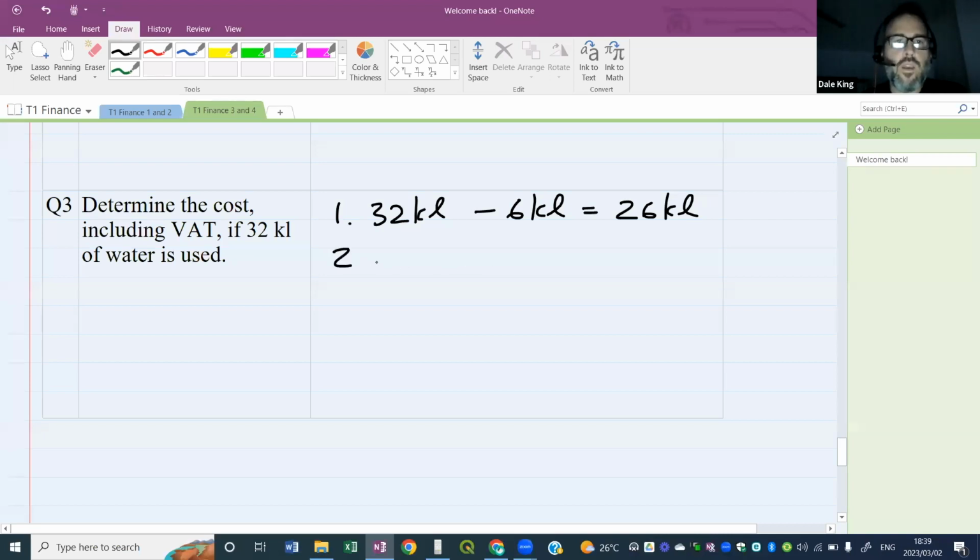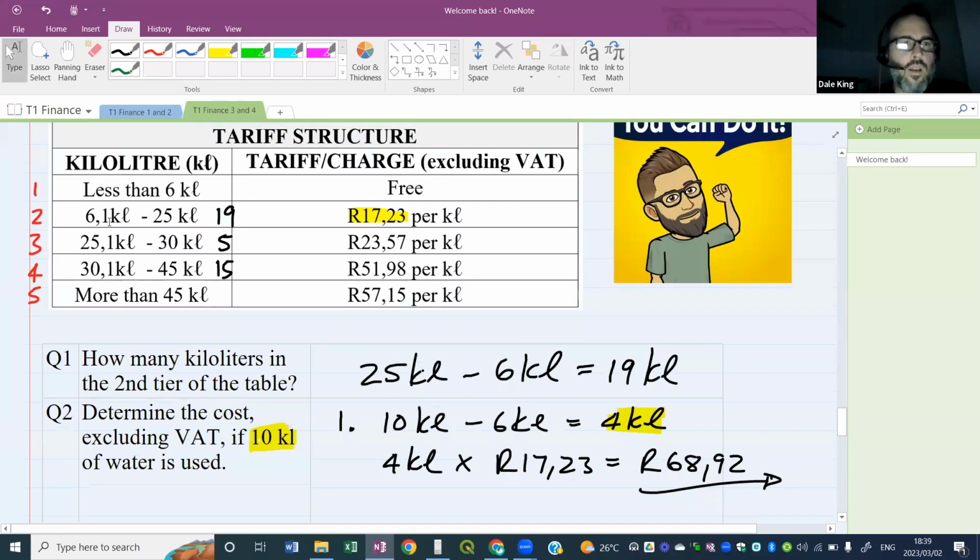Now, with 32 kiloliters, if you look at our tiers here, I've definitely gone into the second tier and out of the second tier. I've gone from 6 to 25. I'm past that already now. So I'm using all the water in the second tier from 6 to 25, all 19 kiloliters of it. I've gone into the third tier now. I'm from 25 to 30. And our number is even bigger.